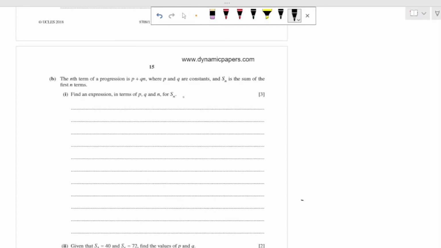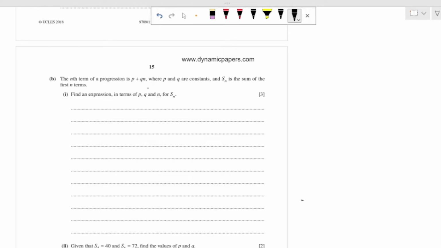Question number 8, part B. The nth term of a progression is p plus qn, where p and q are constants and Sn is the sum of the first n terms. Part 1. Find an expression in terms of p, q and n for the sum of n terms.